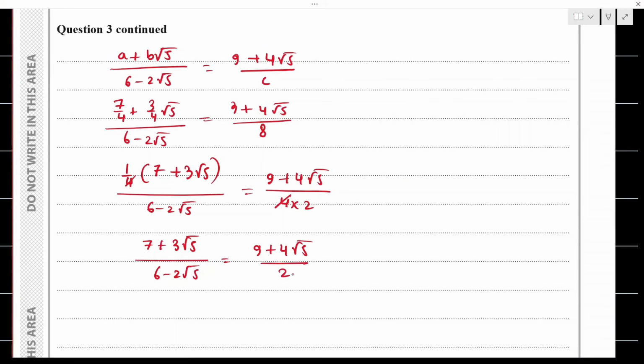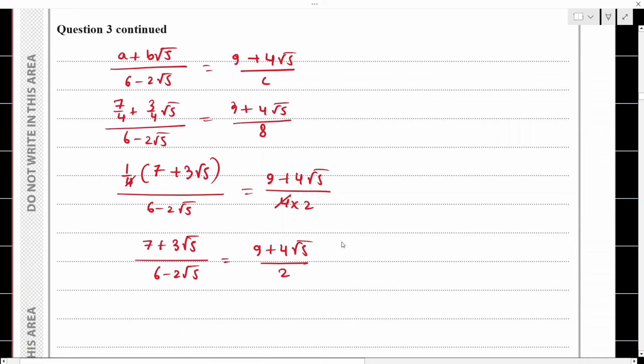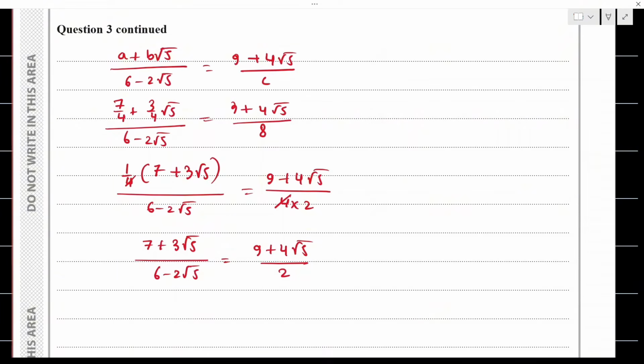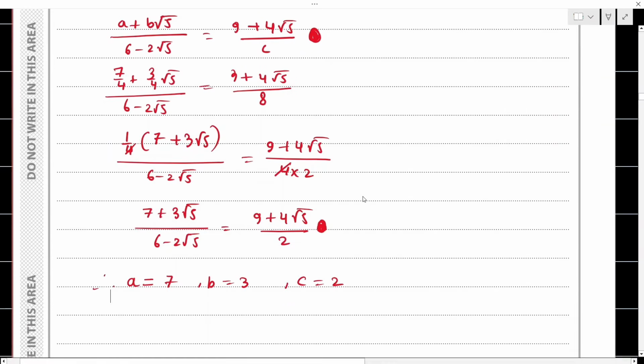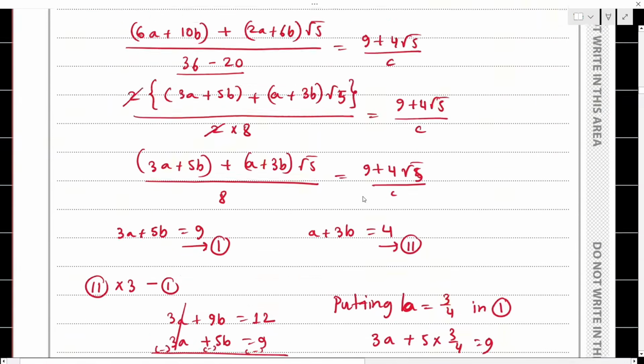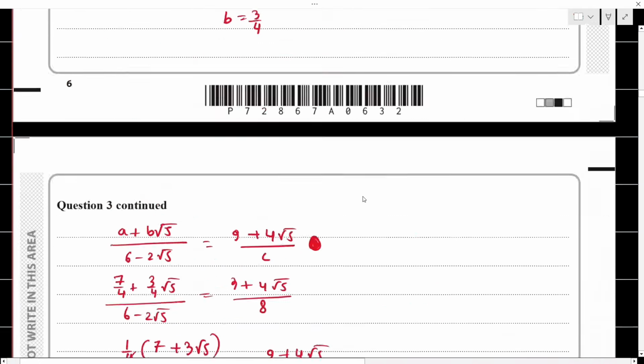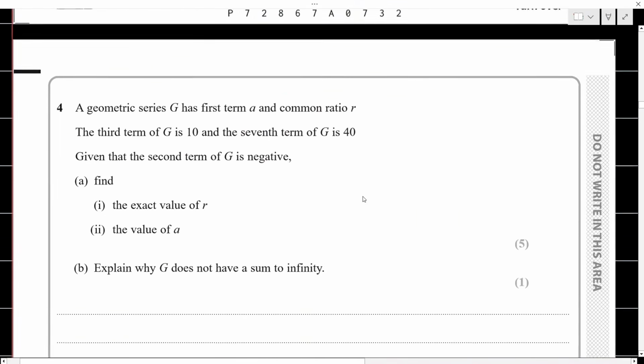Now from this I can compare with our original equation and I can find out the values of a, b and c. So I will compare this and this to write our final values of a, b and c. We have a equals 7, b equals 3, and c equals 2, and these are the values of a, b and c. So this was our question number 3. We can now move on to question number 4.